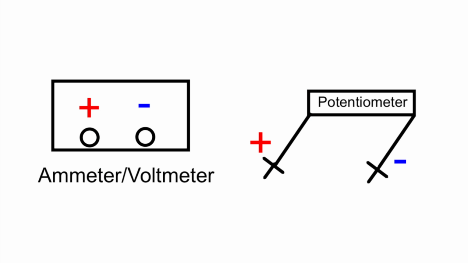Now, you might ask, why do I need to put wires where it says positive and negative on the ammeter, voltmeter, or potentiometer? Well, the positive spots represent where conventional current should enter. The negative spots represent where conventional current exits. Flipping the wires will result in a change in sign of the current or reveal inconclusive data.